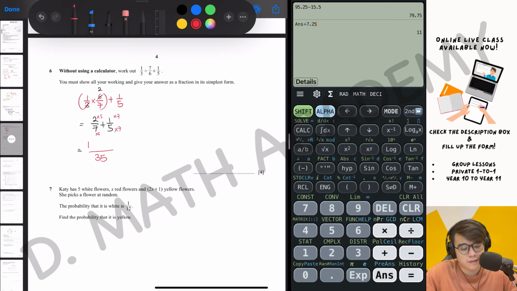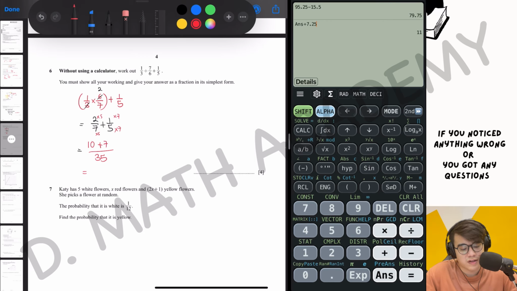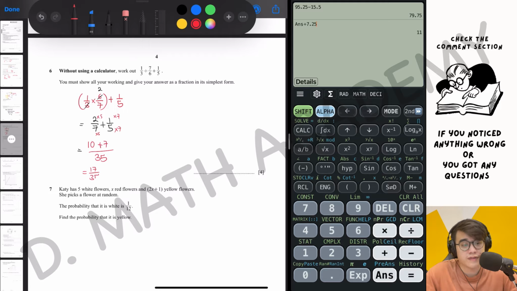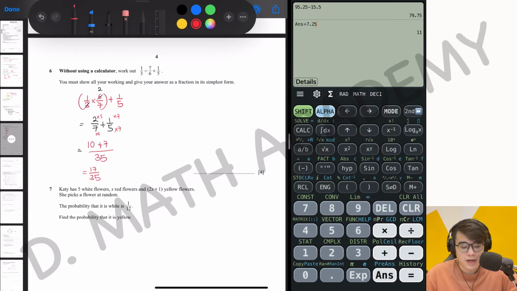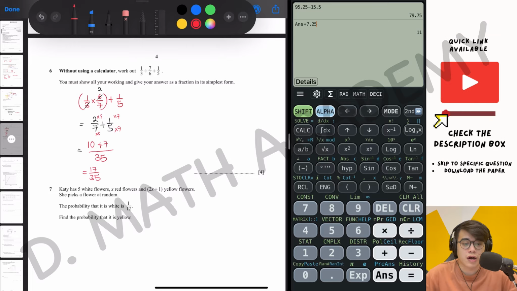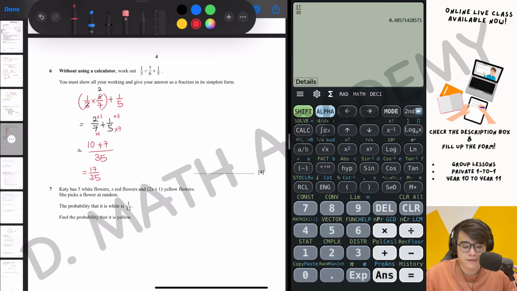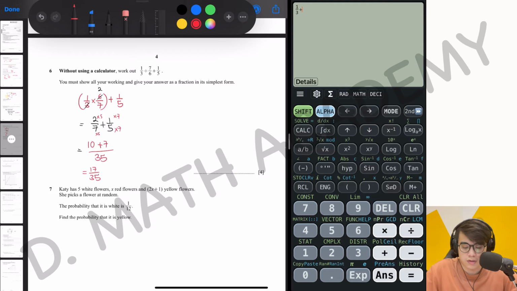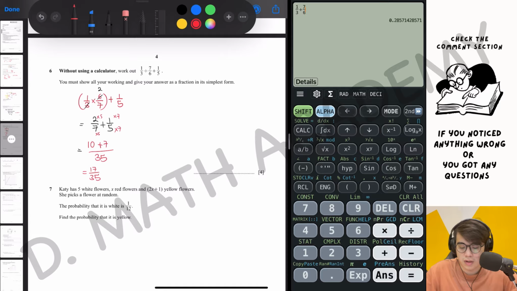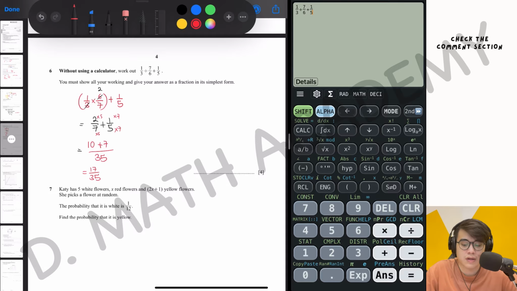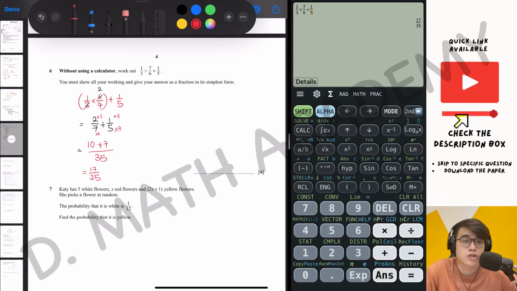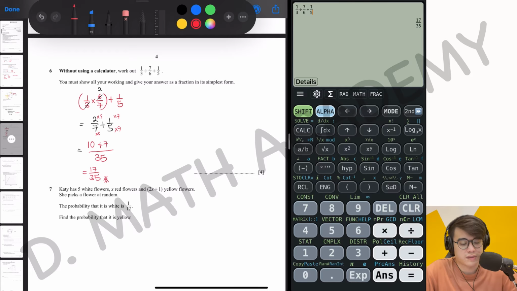2 times 5 is 10, and then 7. So the final answer will be 17 over 35. You can always key in your calculator to check whether your answer is correct. See whether they can be further simplified or not. And also I will double check, keying everything into the calculator one last time to double check everything that I did. So it's correct, it matches up. So we can move on to question 7.